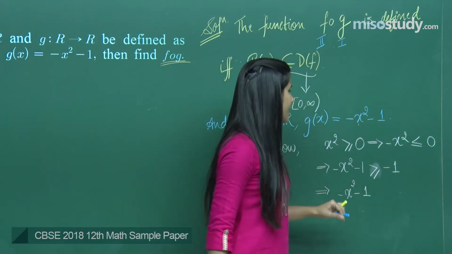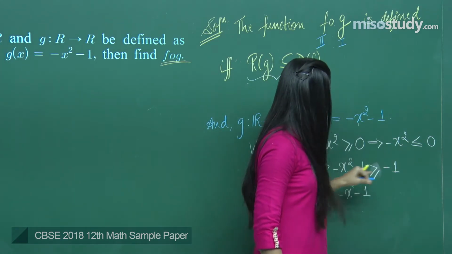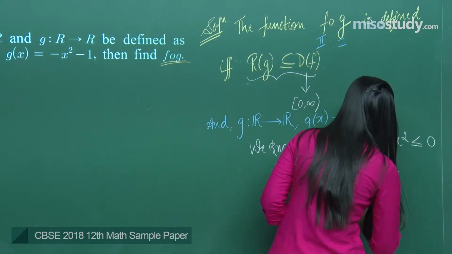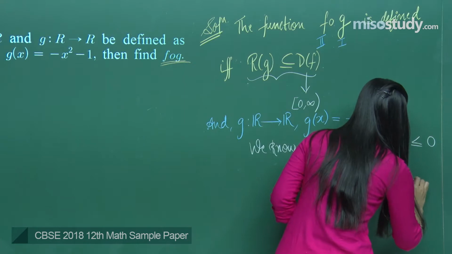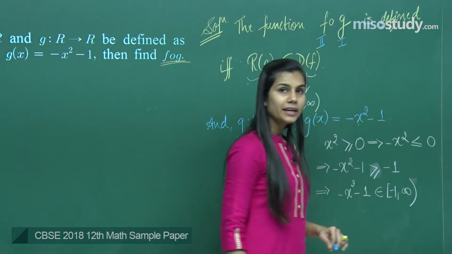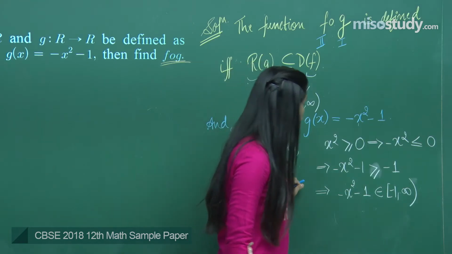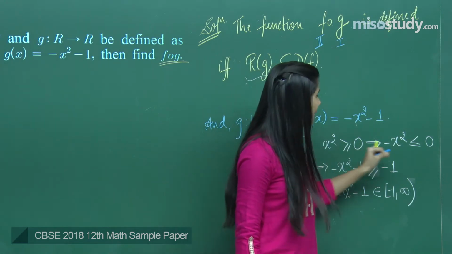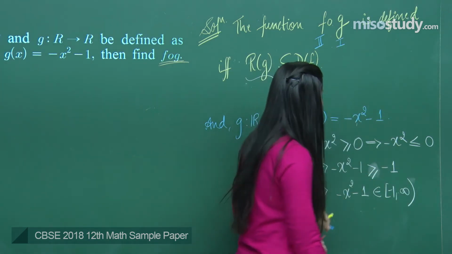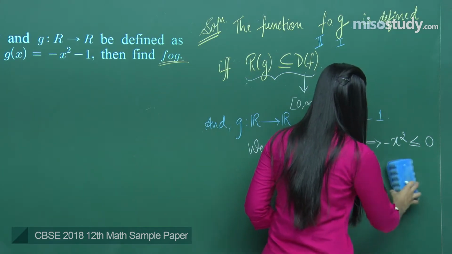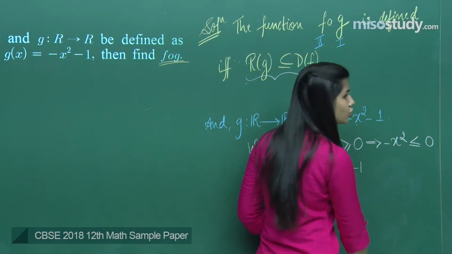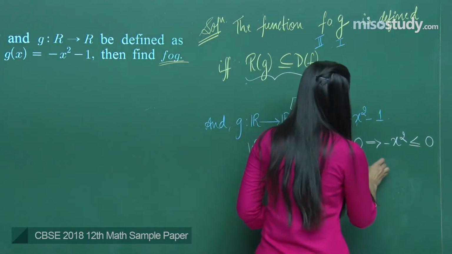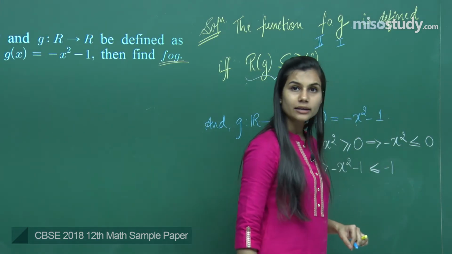If minus x square is less than or equal to 0, then minus x square minus 1 is greater than or equal to minus 1, which means minus x square minus 1 belongs to minus 1 comma infinity, isn't it? So over here, this doesn't happen. If x square is greater than or equal to 0, minus x square is less than or equal to 0. So minus x square minus 1 will be less than or equal to minus 1. That's the common mistake students make. Minus x square minus 1, just subtracting 1 from both sides, so this is less than or equal to minus 1.